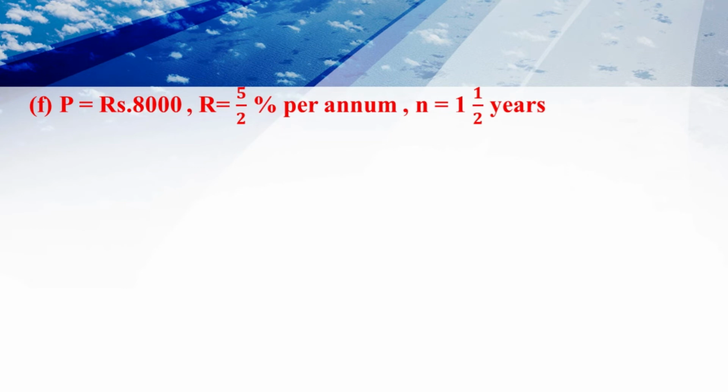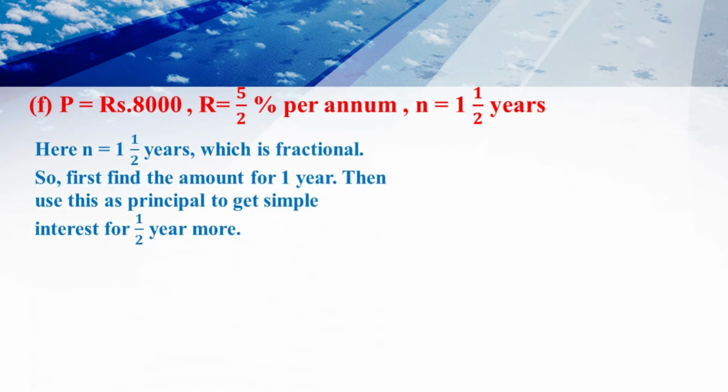P is rupees 8,000. R is 5/2% per annum. N is 1.5 years. Here N is 1.5 years, which is fractional. So first find the amount for 1 year. Then use this as principal to get a simple interest for half year more.